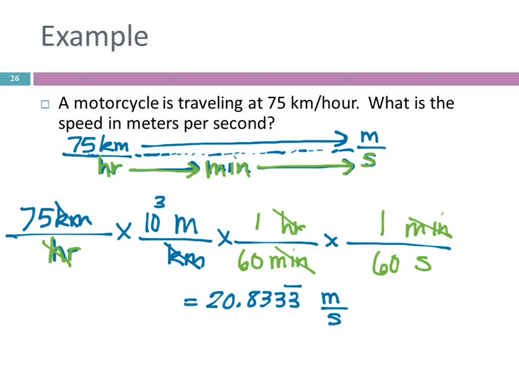How many sigfigs should I have? 2. This is exact, this is exact, this is exact, within the same system. So starting with 2, we should end up with 2. So this will be 21 meters per second. Any questions?